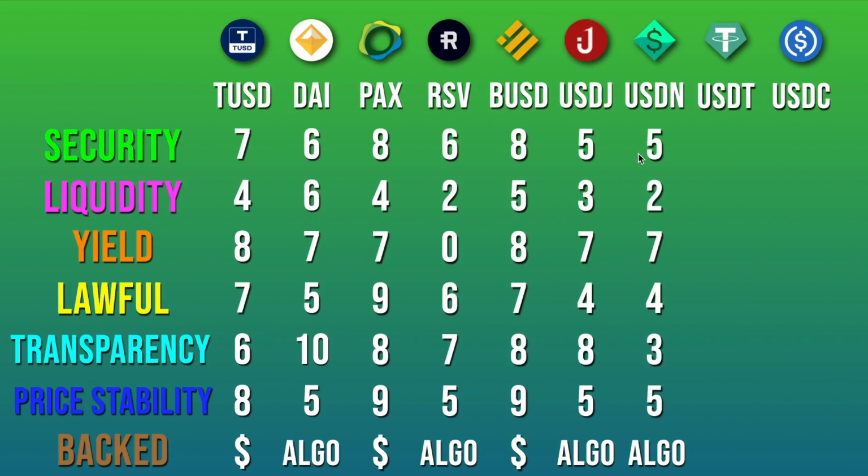Next one is USDN, and this is on the Waves blockchain. I made a separate video about this, about how you can earn up to 16% APY when you stake USDN on the Waves exchange, so you can watch that video. But security here, I put it at 5. It could be even higher than that.